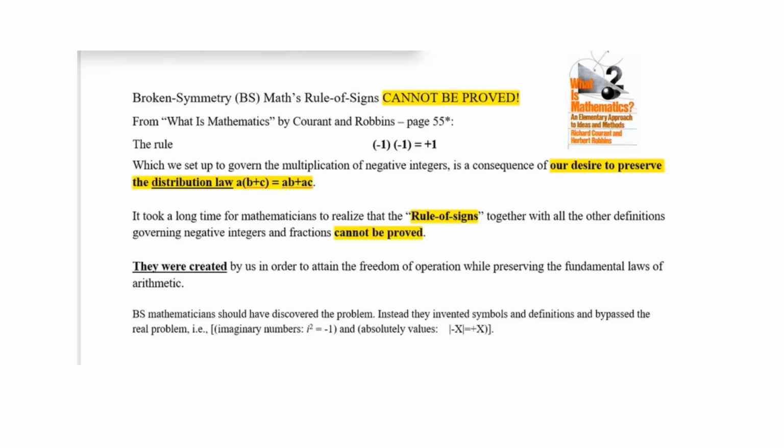It took a long time for mathematicians to realize that the rule of signs, together with all the other definitions governing negative integers and fractions, cannot be proved. They were created by us in order to attain the freedom of operation while preserving the fundamental laws of arithmetic. BS mathematicians should have discovered the problem. Instead, they invented symbols and definitions and bypassed the real problem: imaginary numbers and absolute values.